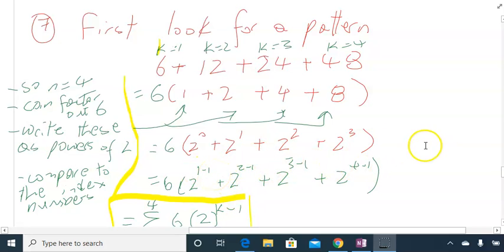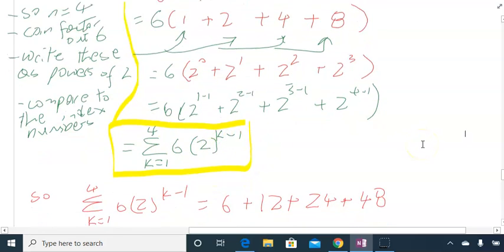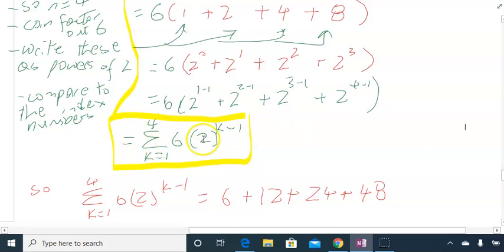So then our final answer will be the summation, k is equal to 1 to 4, of 6 times 2 to the k minus 1. So that is what our answer in summation notation would look like. You can check it by writing that the summation, k is equal to 1 to 4, of 6 times 2 raised to the k minus 1 equals 6 plus 12 plus 24 plus 48, because if you plug in these values for k, you will have these extended outcomes.